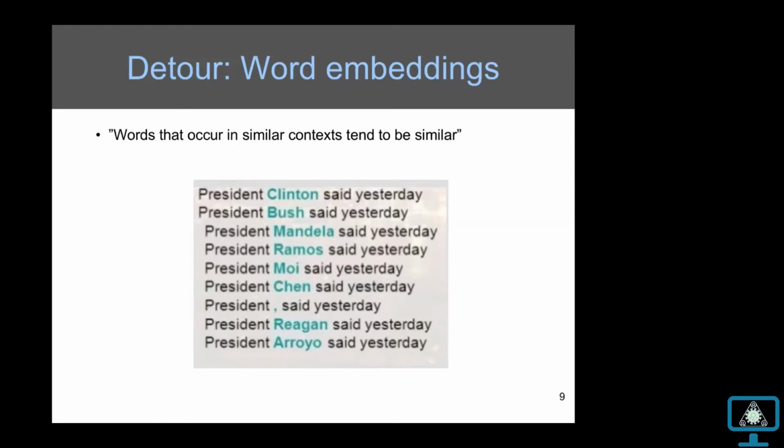But essentially, the idea of word embedding is words are defined by the company they keep. So if you want to understand a word, look at the words that are surrounding that word. The underlying hypothesis here is that words that occur in similar contexts tend to be similar. So for example, the words Clinton, Bush, Mandela, Reagan, and so on are similar because they tend to be found in similar contexts. In this case, contexts that have to do with what presidents do and say, and so on.